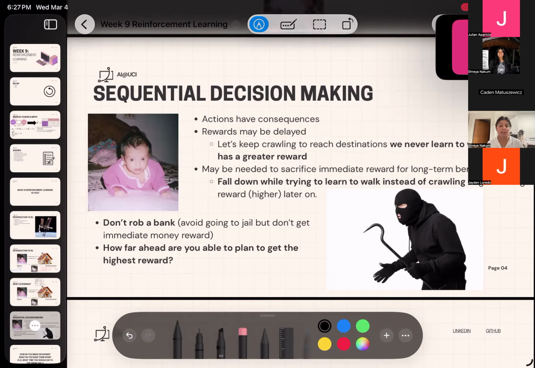So the main thing I'm trying to get at here is, your model's main purpose and goal is: how far ahead are you able to plan to get the highest reward?